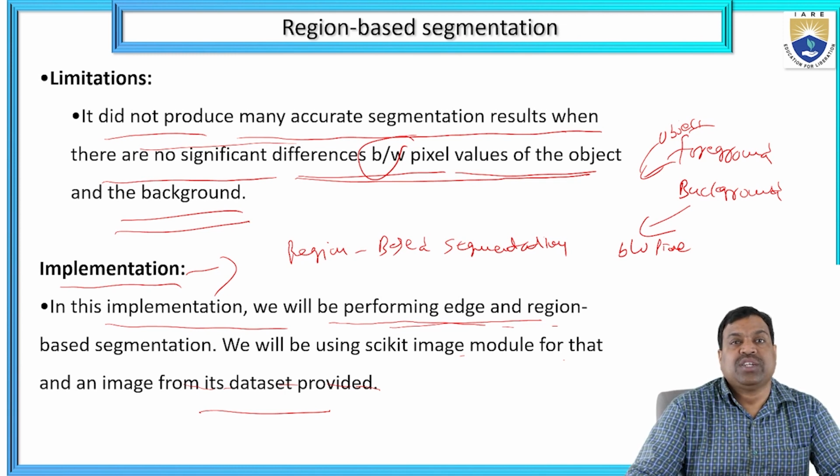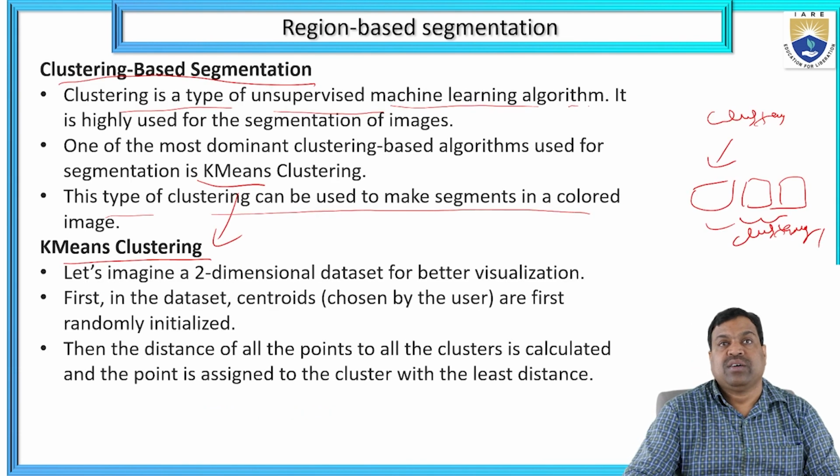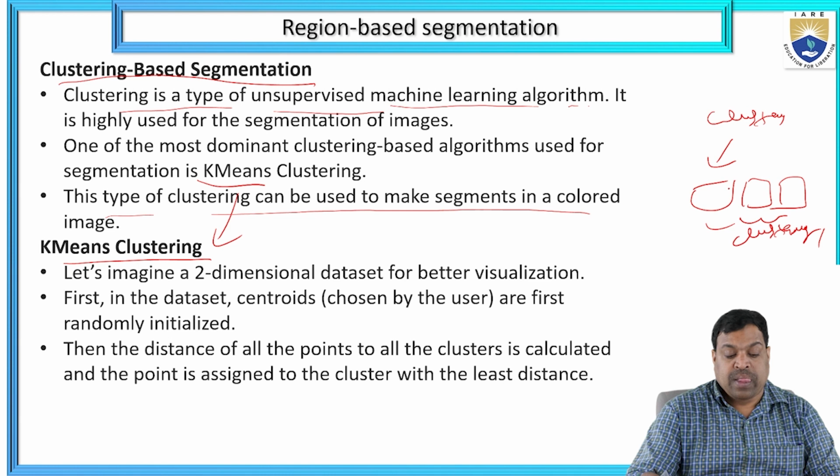Now for the implementation, we will be performing edge and region based segmentation. We will be using the image module for a suitable image from the dataset provided. And clustering based image segmentation is a type of unsupervised machine learning algorithm and it is highly used for segmentation of images. Okay, the dominant clustering based algorithm used for segmentation is k-means clustering. Clustering can be used to make segments in colored images.